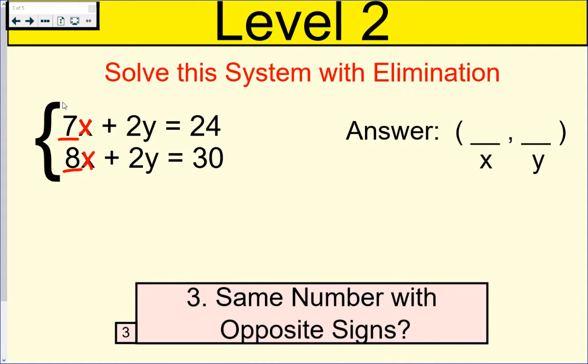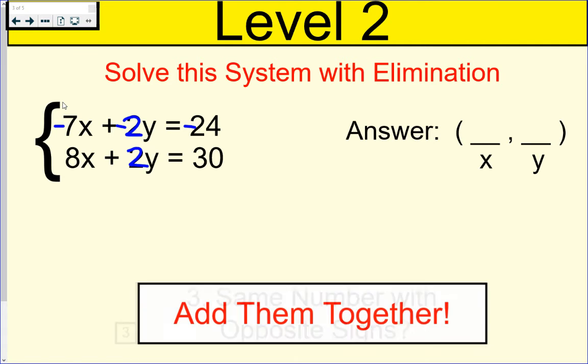Do those same numbers, so these 2's, do they have opposite signs in front of them? Now, they are both positive 2's, so we're going to need to change something here. We can choose. It really doesn't matter which one. I could choose either the top equation or the bottom equation. Let's go with the top equation, and we're going to change all of the signs in one of the equations. So I'm going to make this a -7x, a -2y, and a -24. Now that we have the same number with the opposite signs, we're going to go ahead and add straight down.